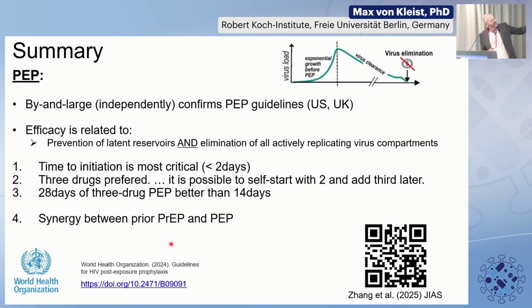The efficacy is related to 2 factors. It prevents the establishment of these latent reservoirs, so the irreversibility of the infection, and it has to ensure that all replicating virus is eliminated. The time to initiation is the most critical factor here. 3 drugs is better than 2. If the 3 drugs are not available, then it's possible to add the 3rd drug a bit later. And 4 weeks is better than 14 days. There is a synergy also between prior PrEP and PEP, which I didn't talk about. And some of this went into the guidelines, and more details are also found in the paper.